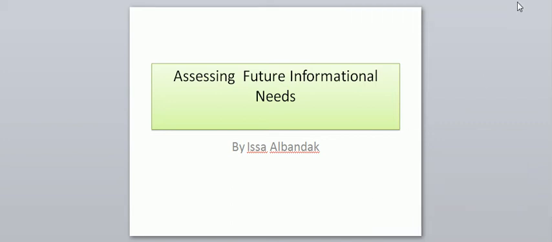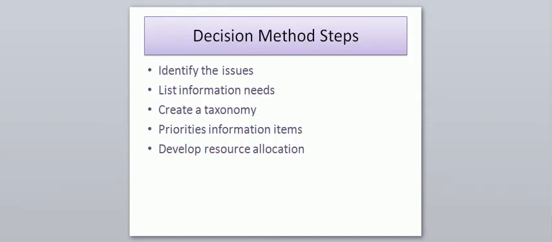This presentation is about the process of assessing future informational needs. The process shows how to prioritize information decisions in order to determine when information is needed and for what. The following are the steps of the process.